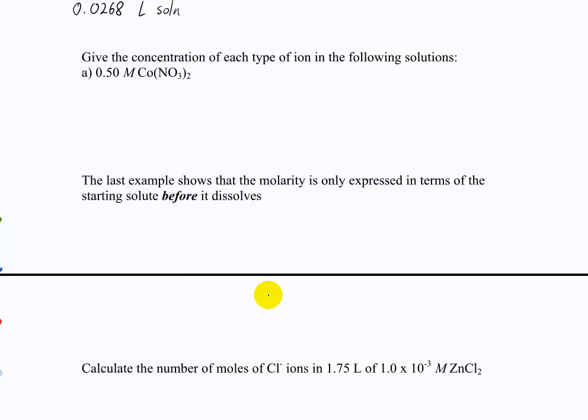Give the concentration of each type of ion in the following solutions. Now, we get a little bit trickier. We're rarely looking at the concentration of the whole substance because it breaks up into ions in solution. Oh, that's not true. Sometimes we are. But it breaks up into ions in solution nonetheless. So if we have a solution that is 0.50 molar in copper nitrate, what is the concentration of copper ions in the solution?